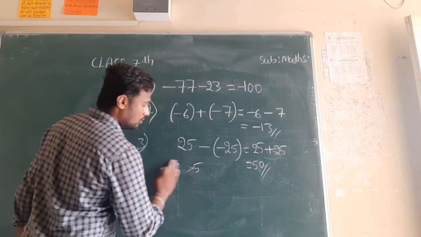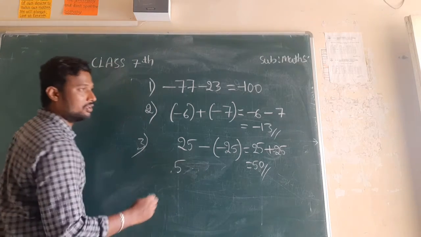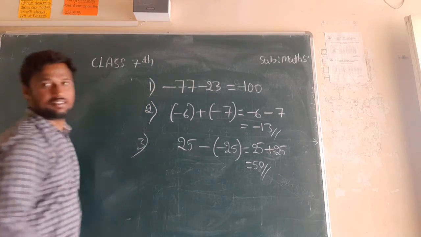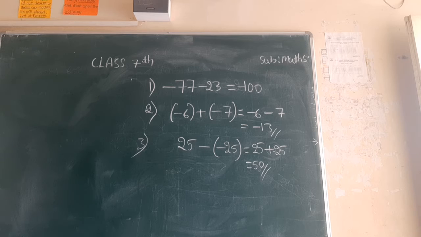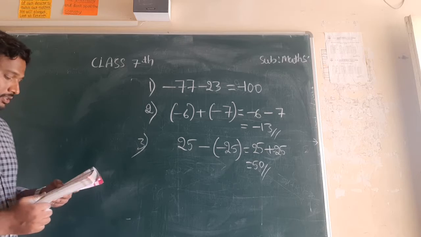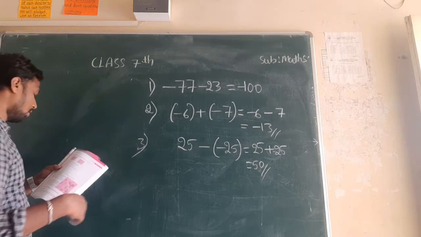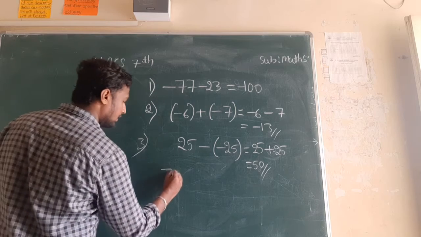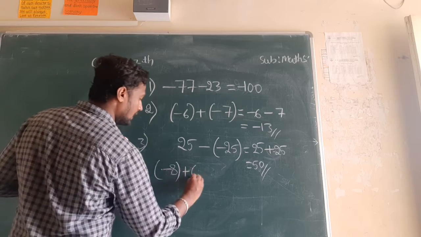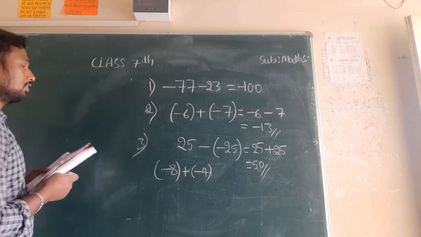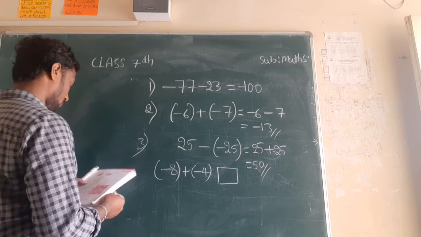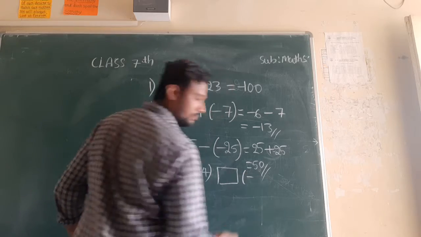So now, to represent that two numbers are equal, we will just use the equal symbol, 5 equals 5, like this. Now I will tell you how to compare two integers. I will solve one of the problems from your exercise. They have given minus 8 plus into bracket minus 4, and minus 8 minus into bracket minus 4.